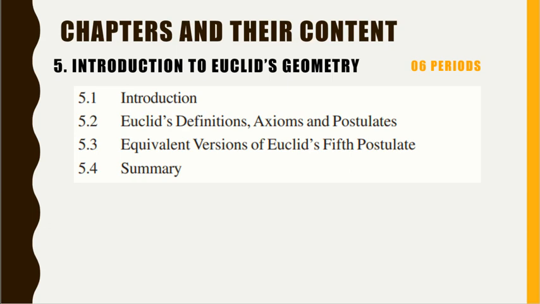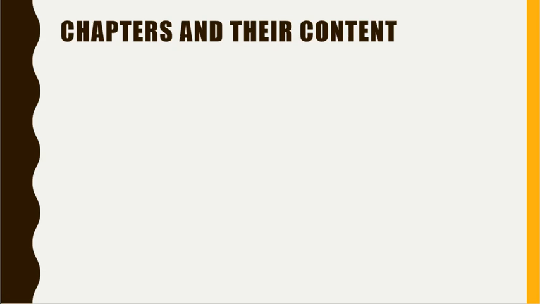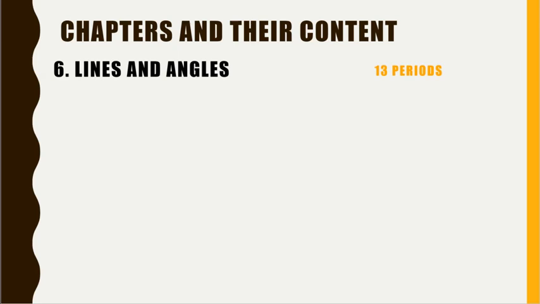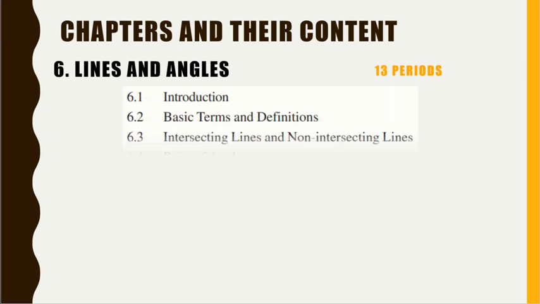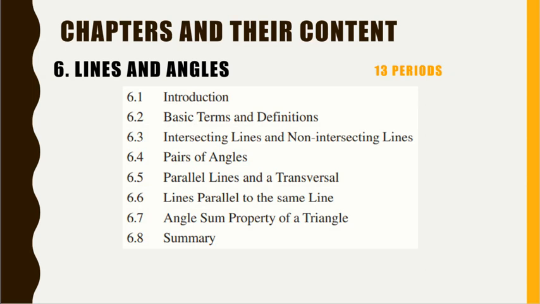Moving on to the sixth chapter, which is lines and angles. In this sixth chapter, which is supposed to be taught in 13 regular periods, the subtopics are introduction, basic terms and definitions, intersecting lines and non-intersecting lines, pairs of angles, parallel lines and a transversal, lines parallel to the same line, angle sum property of a triangle. These are the very important subtopics of this chapter.